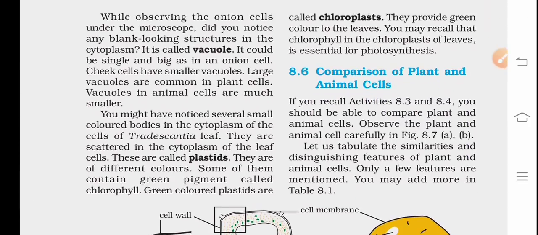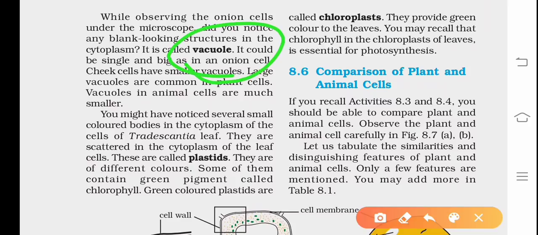Now we come to some cell organelles. Like we have different organs for performing different tasks, similarly, cells have different cell organelles. One such cell organelle is called the vacuole. Vacuoles store the food for the cell. They are of different sizes in plant and animal cells. Another type of cell organelle is plastids. Plastids impart color to the plant cells.